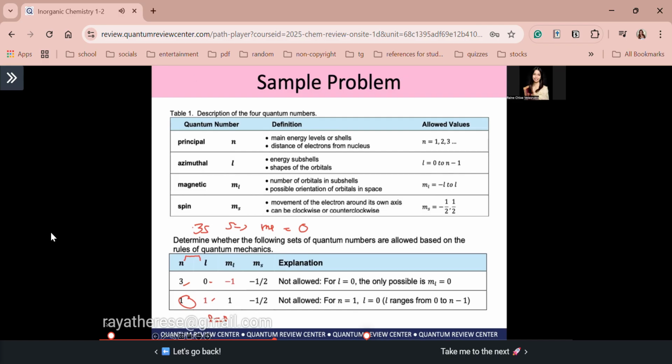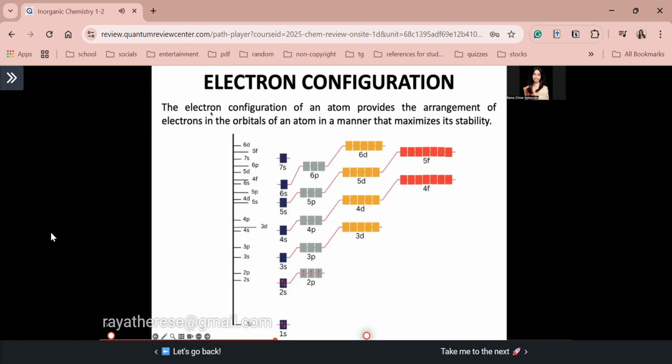Guys, dapat clear to ha. I hope clear to sa inyo. If you have any questions, feel free to ask me. Kasi laging lumalabas yung mga ganitong types of board exam questions. And I know na kayang-kaya niyo yan sagutan. Diba? Now, let's move on to our second topic, the electron configuration.